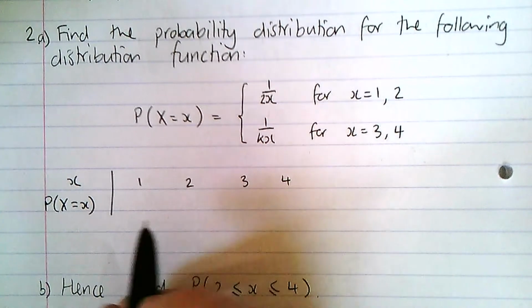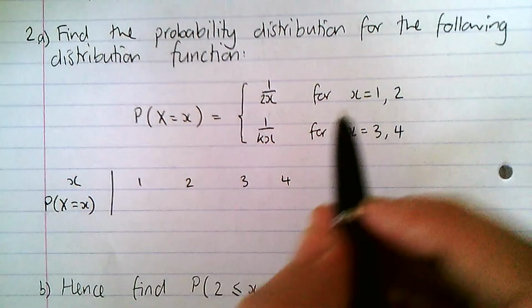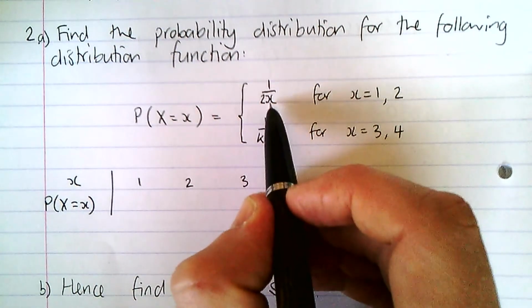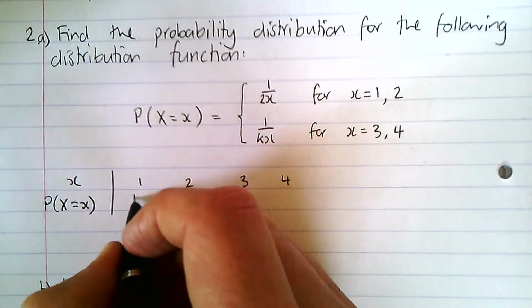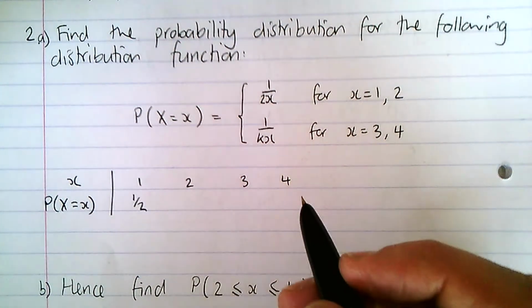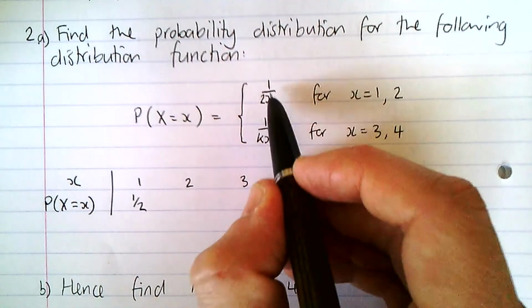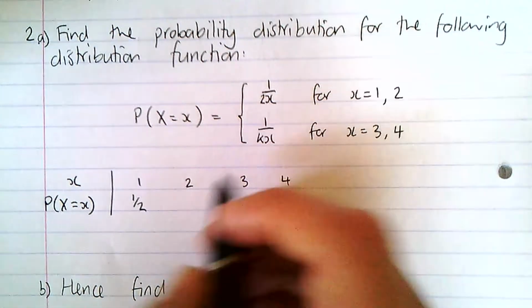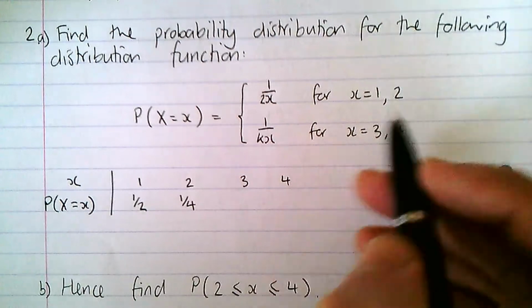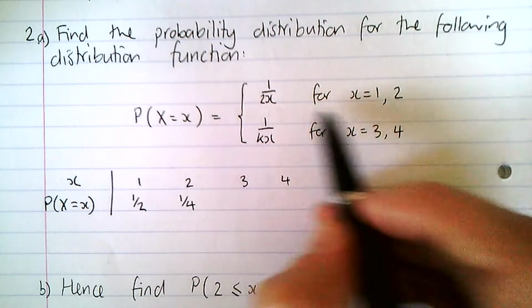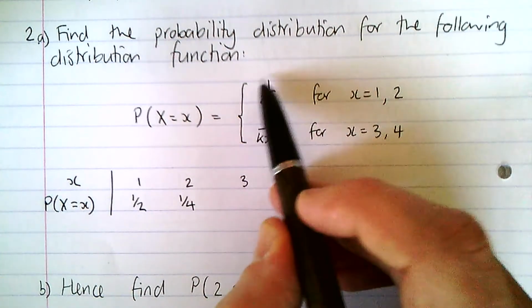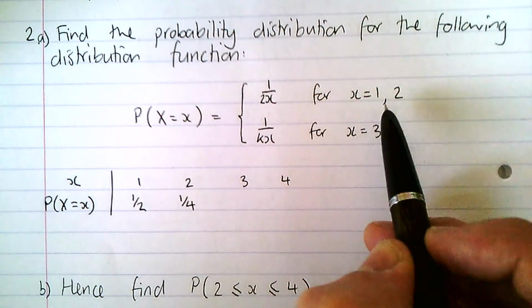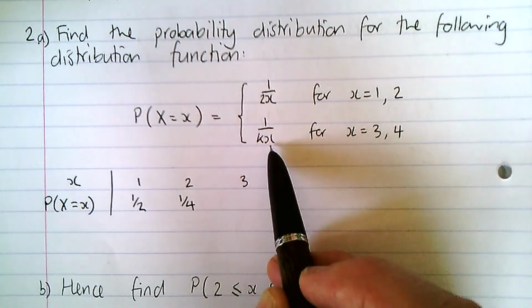So probability that x equals 1, if I put 1 into here, I've got 1 over 2 times 1, so that's 1 over 2, so half. If I put 2 into here, I've got 1 over 2 times 2, which is 1 over 4. Now, I wouldn't put 3 in here because this function here is only for these values 1 and 2. If I'm trying to work it out for 3, I'm using this one, so this is 1 over kx.